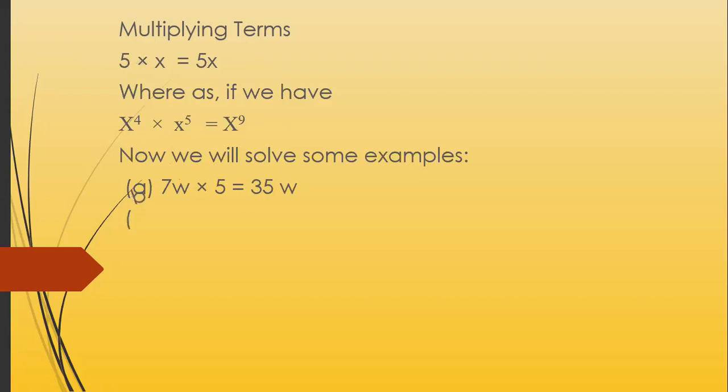Now in next part, we have a into b, which we can write as ab only. See, there is no need to put the multiplication sign in between variables, right? Now, we'll see c is a into a into a. Here we have same variable, so we will add the powers of a, which results a cube or a power 3.